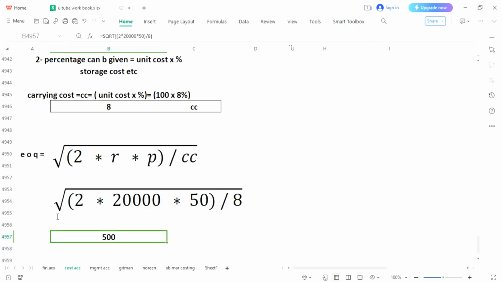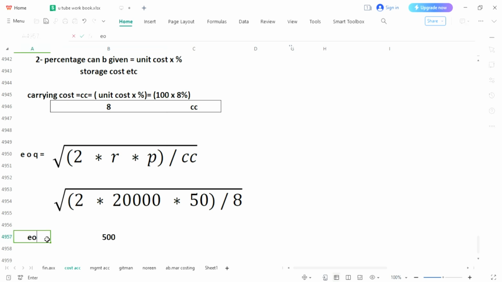Economic order quantity has been calculated. Our first answer is finalized. EOQ we have calculated. So let's mark it as completed. So finally we have economic order quantity.